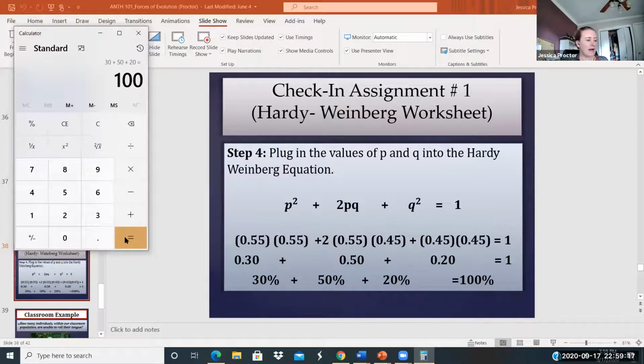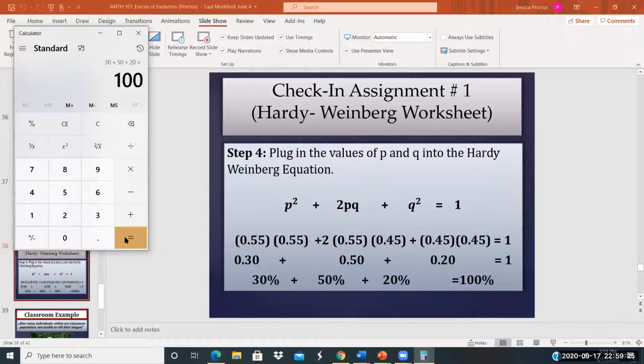Okay? All right, how are you guys? Do you guys have questions about the Hardy-Weinberg equation? Are these instructions for the worksheet also in the modules, part of the lecture? Because I couldn't find them.